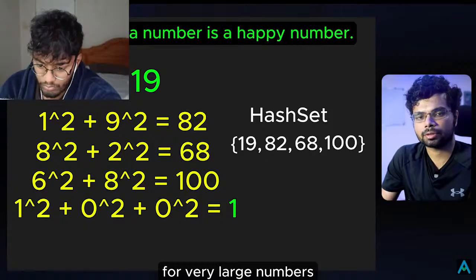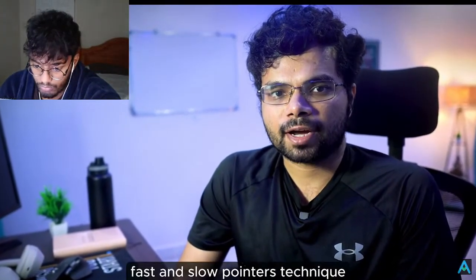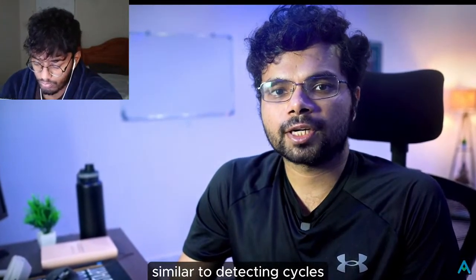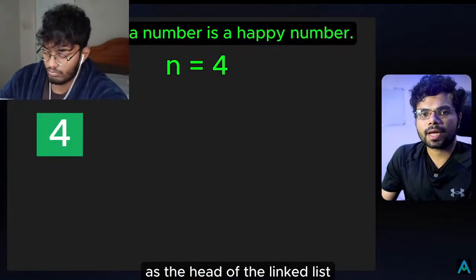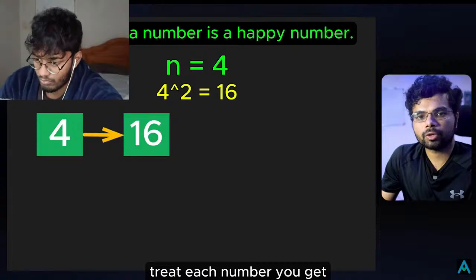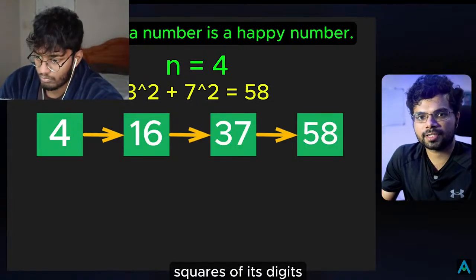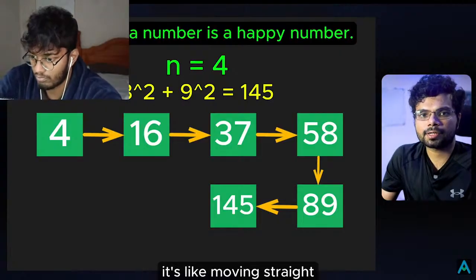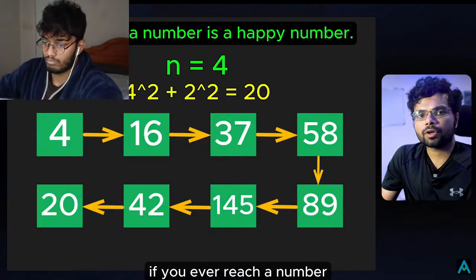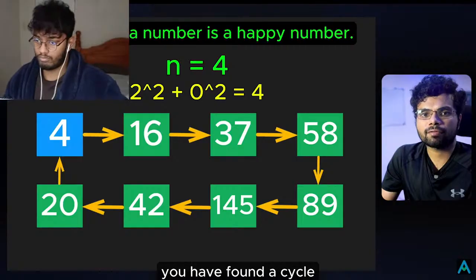which can become inefficient for very large numbers. We can make this more efficient by using the fast and slow pointers technique, similar to detecting cycles in a linked list. Here is how it works. Imagine the starting number as the head of the linked list. Treat each number you get after summing the squares of its digits as a node in a linked list. If we keep getting new numbers without repeating, it's like moving straight through a linked list. If you ever reach a number you have seen before, you have found a cycle.